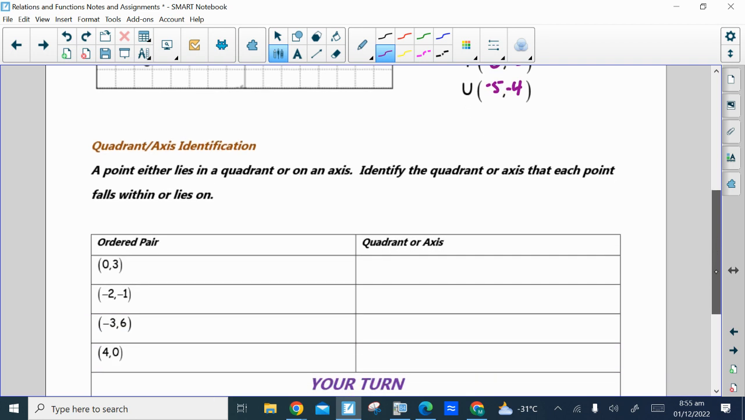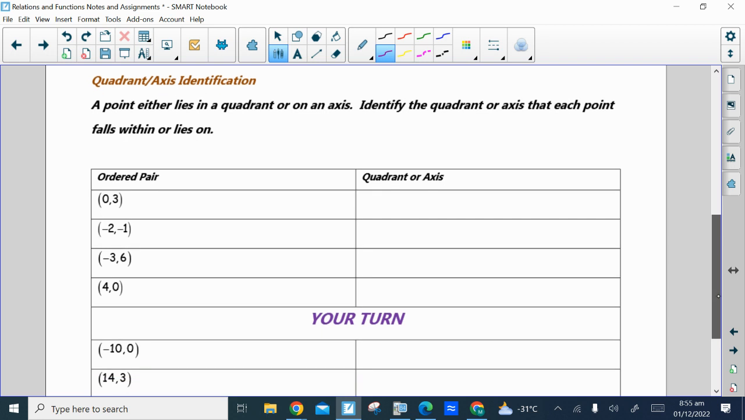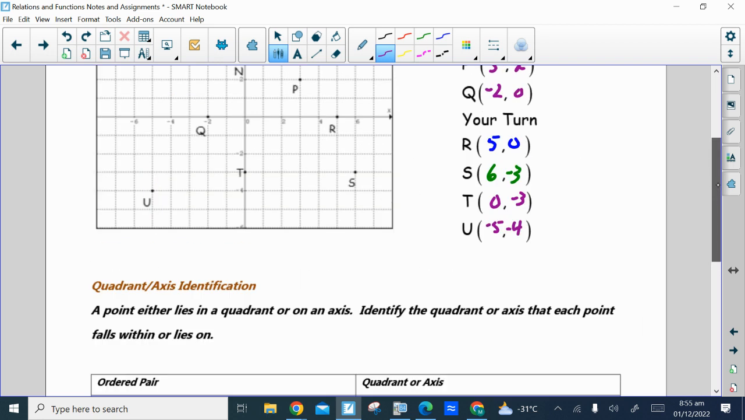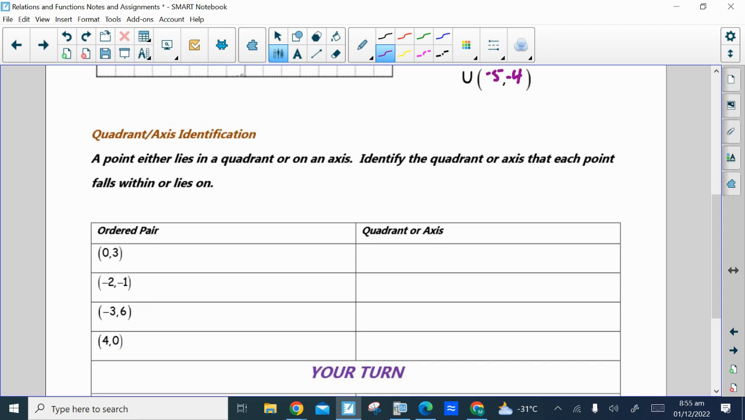So as we said, points can either be in an axis or on an axis or in a quadrant. So it asks us to identify if it's in a quadrant, which quadrant it's in, or if it's on an axis, which axis it lies on. The point 0, 3. And we can look up top here at the graph and see where that would be. That's point N. It is not in a quadrant. It is between two quadrants. It is on the y-axis. So that's what you would write for that one.